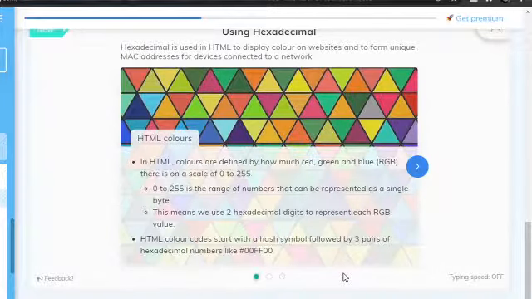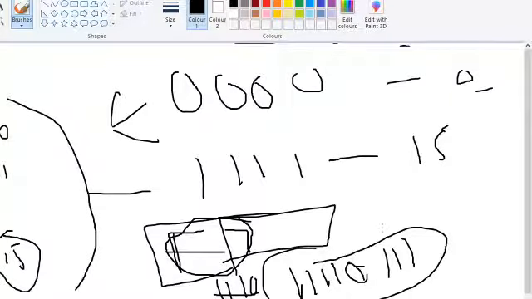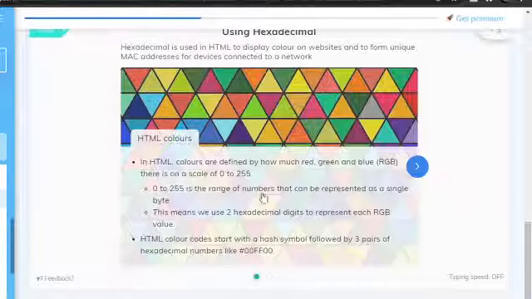Using hex. Hexadecimal is used for HTML to display colors. So kind of like ASCII, each thing has a different value, a different hash value, and in some cases those would be represented as hex. So for example, when you were coding HTML, you would have seen the color hashtag FFFF, and that would obviously be hex.